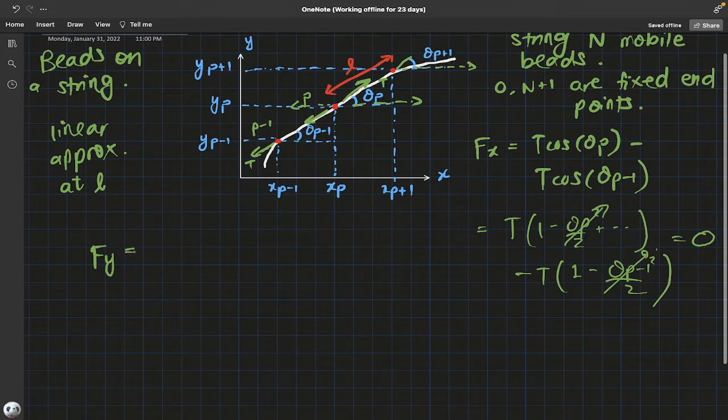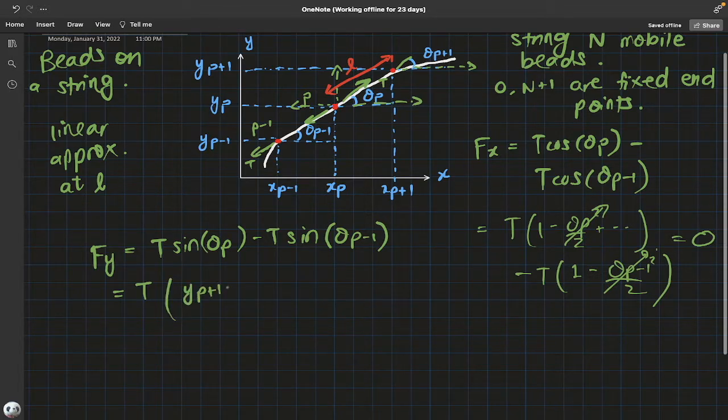So for the force along y, I can do a similar approach. I have T sine theta sub p, if you do trigonometry and want the vertical component, minus T sine theta sub p minus 1. So for theta sub p, we know this is L, and we know the y is y sub p plus 1 minus y sub p. So we can use that. You can do trigonometry on this triangle.